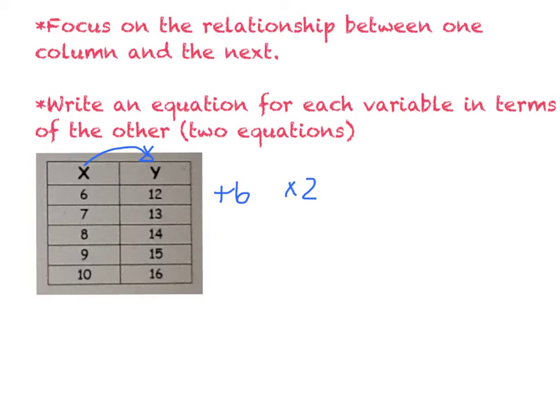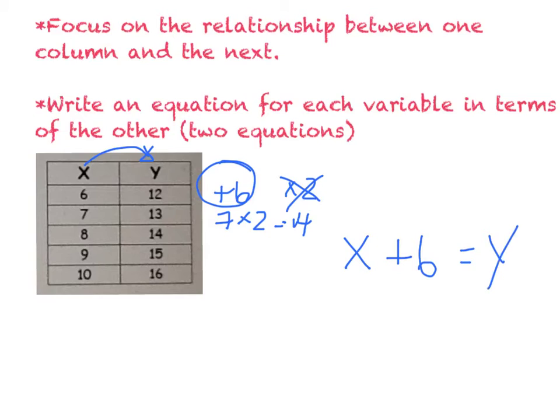So now I have to see which one proves true for the next one. Well, 7 plus 6 equals 13. 8 plus 6 equals 14. 9 plus 6 equals 15. And 10 plus 6 equals 16. So looking like the plus 6 is going to be the option. And when I look at the next one, if I did 7 times 2, that should have equaled 14, not 13. So that tells me that plus 6 is my relationship. So for my equation, I'm going to take my x, which is my first column. I'm going to add 6 to whatever that value is. And then I'm going to get y as my answer.